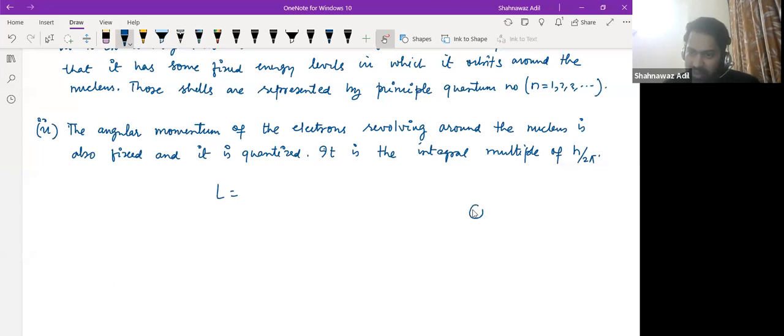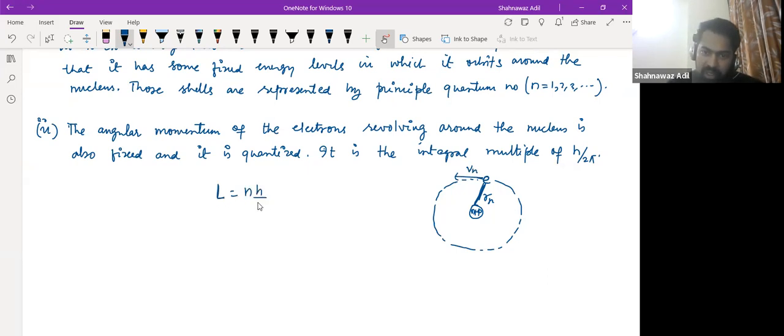Let's say we have this nucleus, and I will write neutron plus proton now, because the neutron is also discovered. And let's say the electron is revolving. So the angular momentum of this electron, let's say this distance is Rn. This is the radius of this electron, and the velocity with which this nth electron is moving is Vn. So then this angular momentum would be an integral multiple of h by 2 pi.